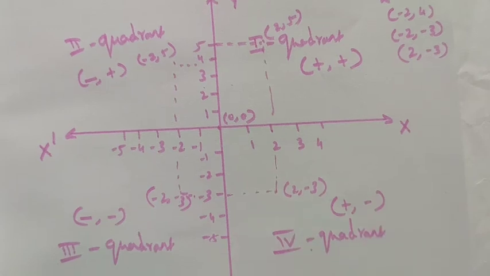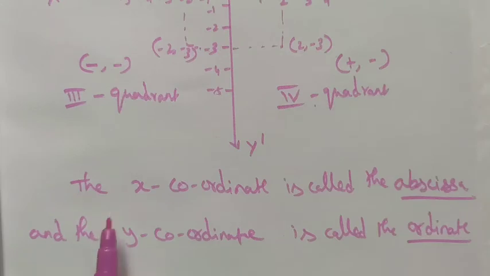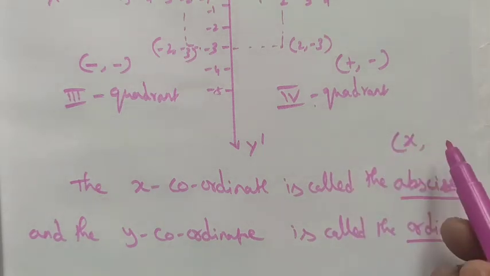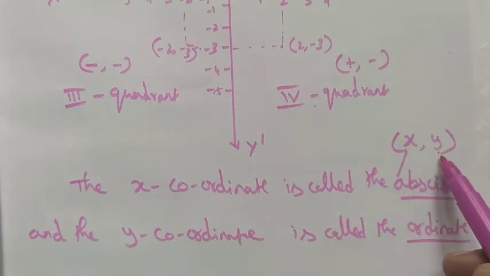We have special names for the x coordinate and y coordinate. The x coordinate is called the abscissa and the y coordinate is called the ordinate. So this is the abscissa and this is the ordinate, right? The x is the abscissa and y is the ordinate.